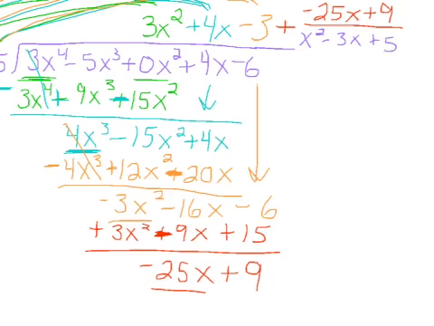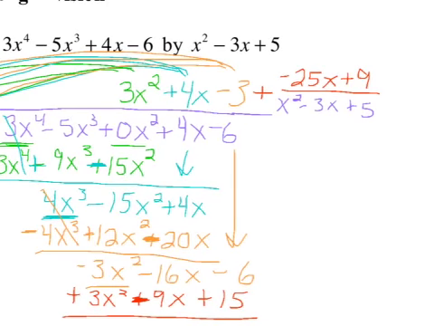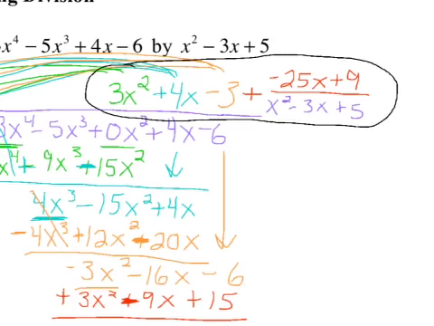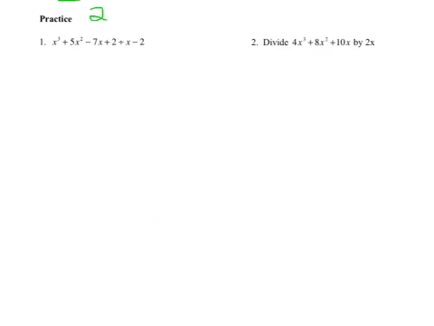So it's kind of crazy and it's kind of weird, but this whole thing is your answer. This entire polynomial, 3x squared plus 4x minus 3 plus negative 25x plus 9 over x squared minus 3x plus 5, is our answer. Try these next two problems on your own and see if you can divide the polynomials. Replay the video to see the solution worked out.